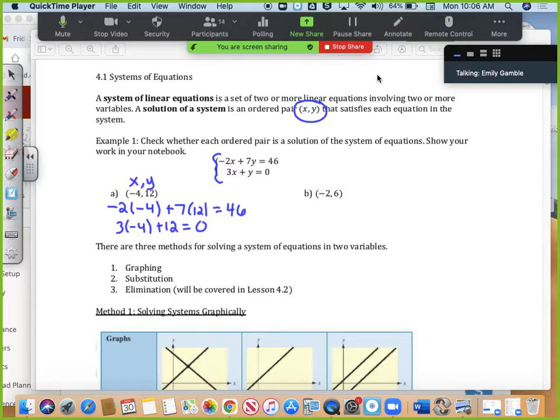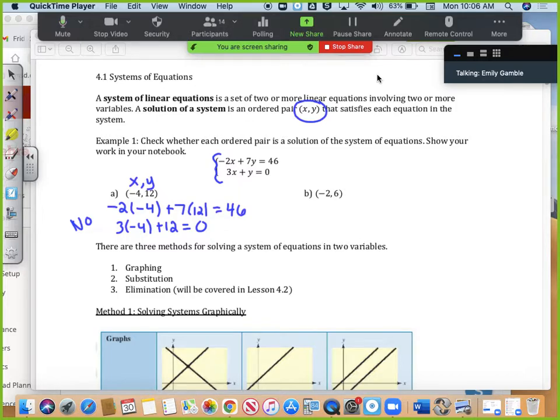All right, did negative 4, 12 work for the first? No, it didn't. So negative 2 times negative 4 is 8, and 7 times 12 is 84, and 8 plus 84 is 92. It doesn't equal 46, so it doesn't work here. It does work down here, but it has to work for both of them in order for it to be a solution. So letter A is not a solution.